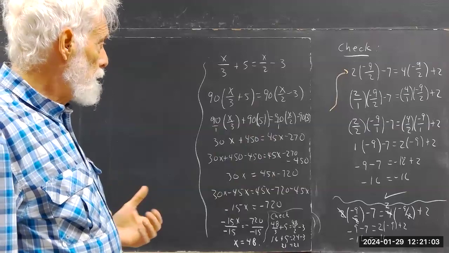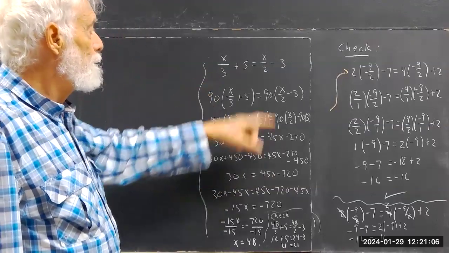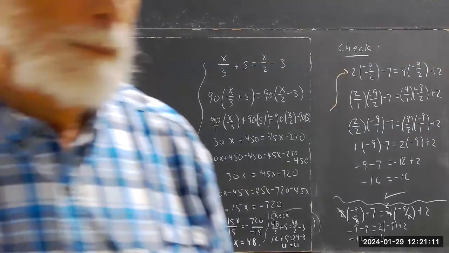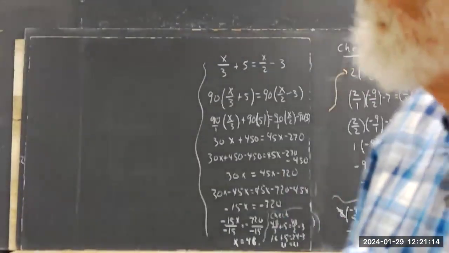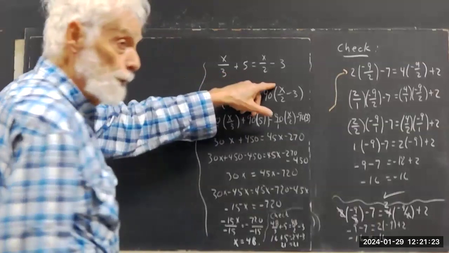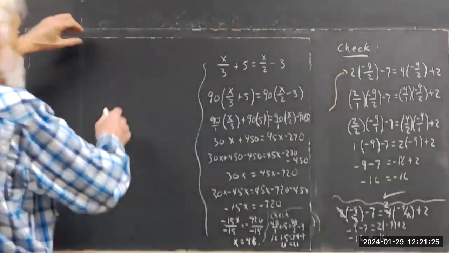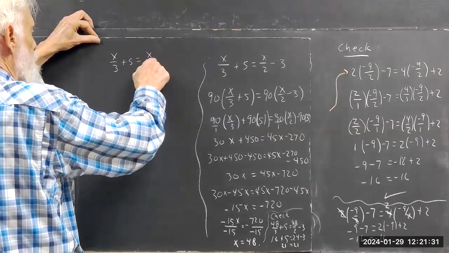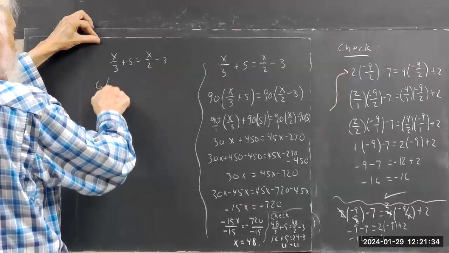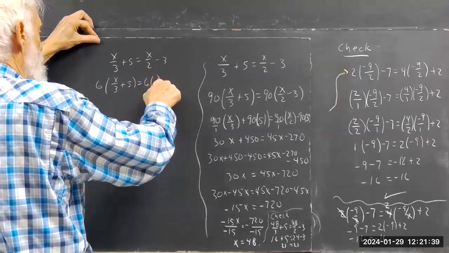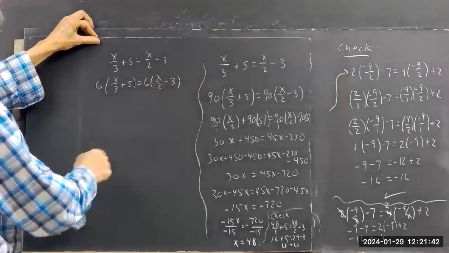So all I really want is a number that you can divide by 3 and also by 2. How about 18? Can you divide 18 by 3? Yeah. Can you divide 18 by 2? Yeah, but 6 is the smallest number that divides both of these. So what I do is multiply by 6.